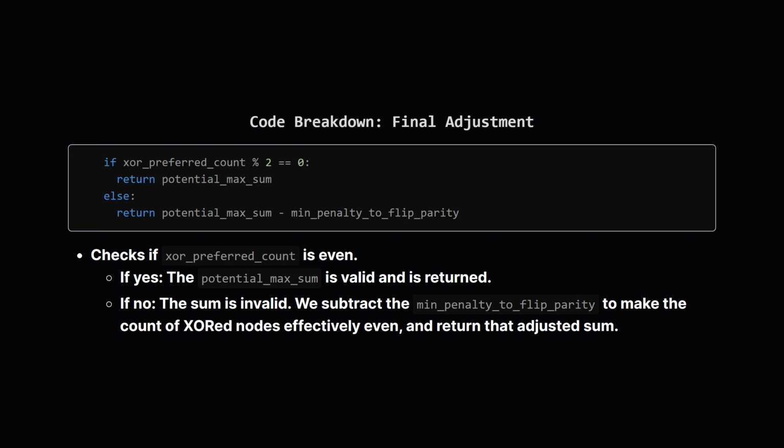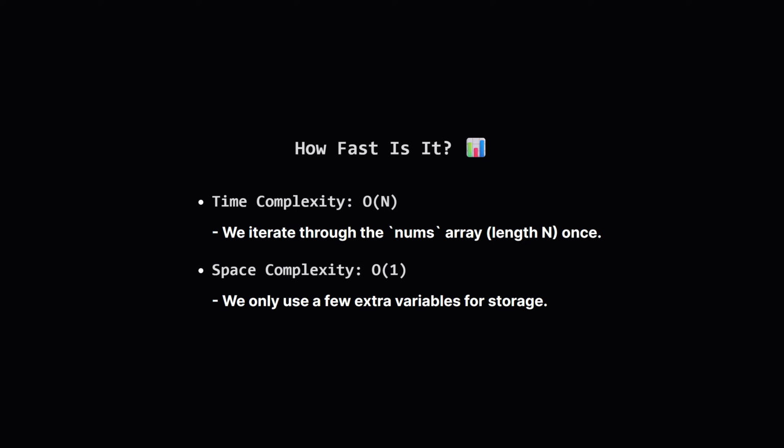But if the XOR preferred count is odd, our current sum isn't valid because we're only allowed to XOR an even number of nodes. So we must adjust it. We take the potential max sum and subtract the minimum penalty to flip parity that we carefully tracked. This subtraction effectively flips one node's decision, making our count of XORed nodes even, and does so with the smallest possible reduction in sum. So how efficient is this approach?